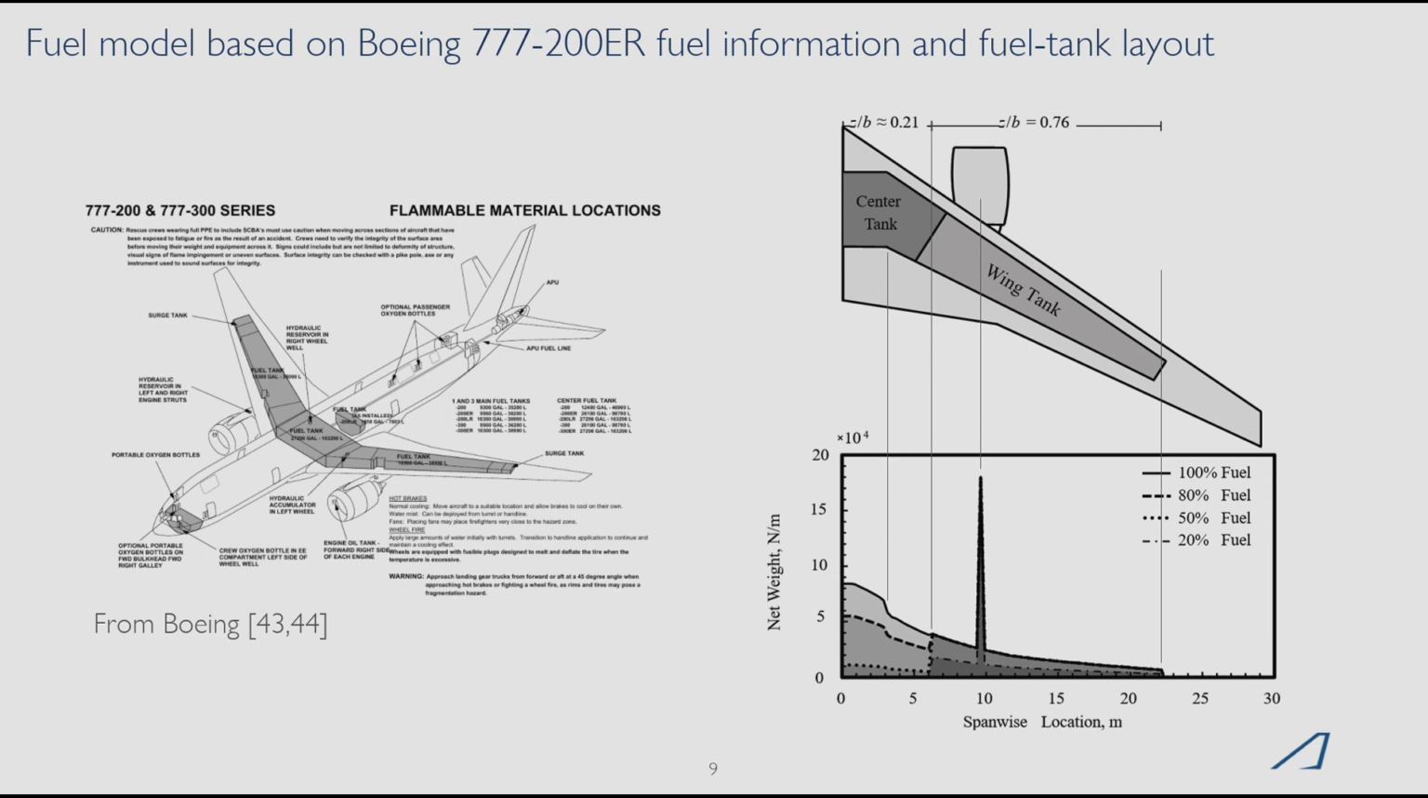I developed a fuel model that's based in part on notional drawings of the 777-200 fuel tank layout and fuel information given by Boeing. This is all publicly available data, and the result is the weight distribution and the tank layout shown on the right. The weight distribution on the bottom includes the weight of the engine, which is why there's a spike. Fuel is first burned from the center tank and then from the wing tanks, so that you can get a change in weight distribution over time.